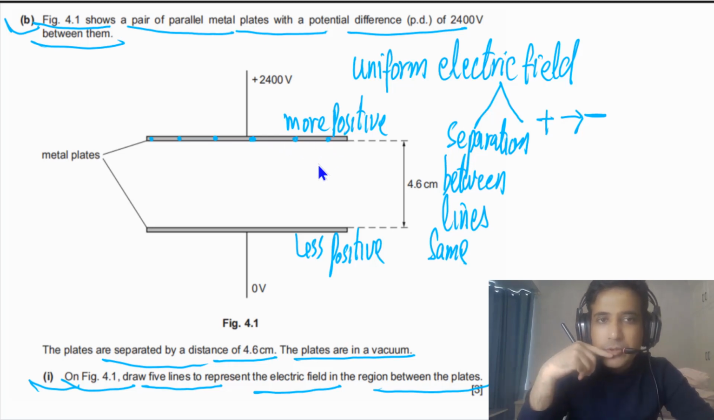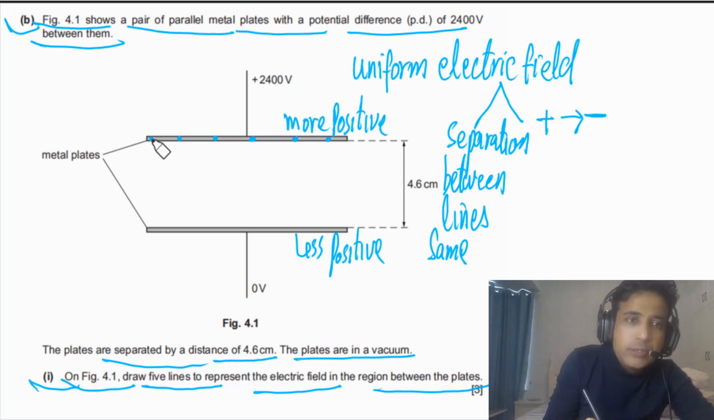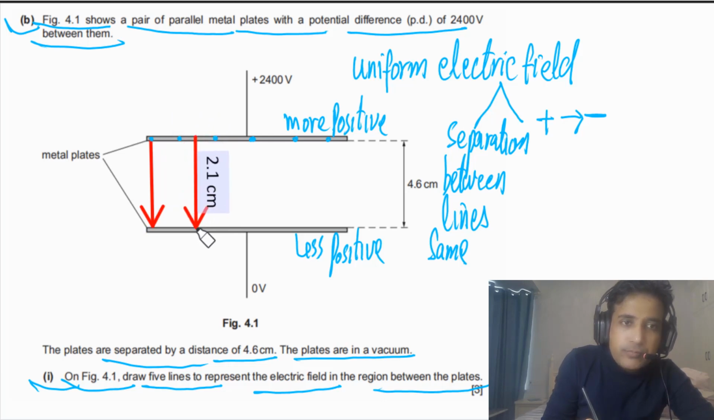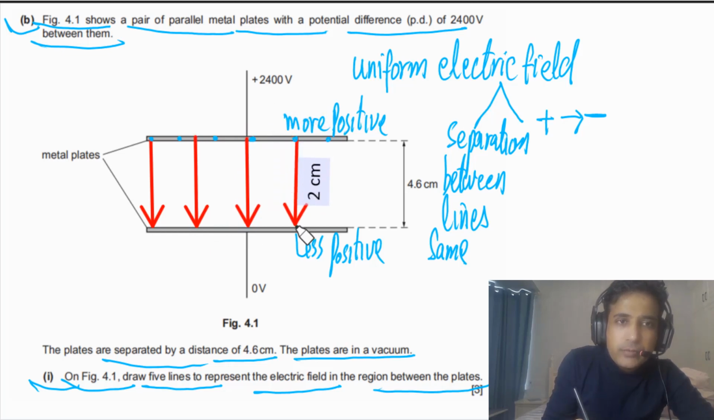The question is asking you to draw only 5, so you have to draw at least 5, but you can draw more than 5 as well. If I want to draw only 5, this is how I can draw. These are 2 electric field lines, and the third one we can draw here, the fourth one here, and the fifth one here. Even though you can draw more than 5, at least 5 you have to draw.